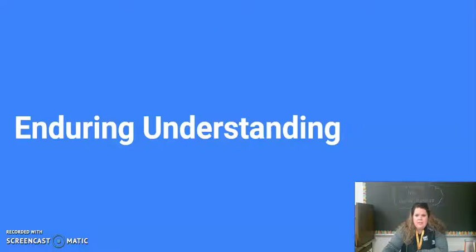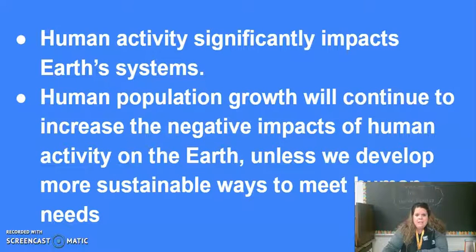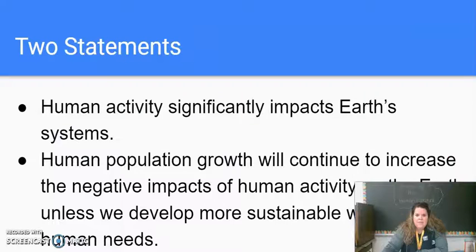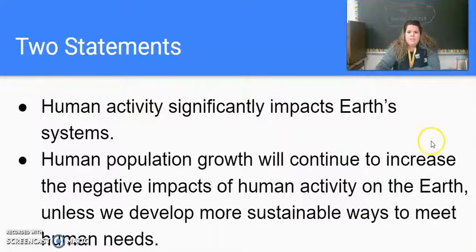Our enduring understanding for this unit is human activity significantly impacts Earth's systems. Human population growth will continue to increase the negative impacts of human activity on the Earth unless we develop more sustainable ways to meet human needs. We have two statements. They are human activity significantly impacts Earth's systems and human population growth will continue to increase the negative impacts of human activity on the earth unless we develop more sustainable ways to meet human needs.